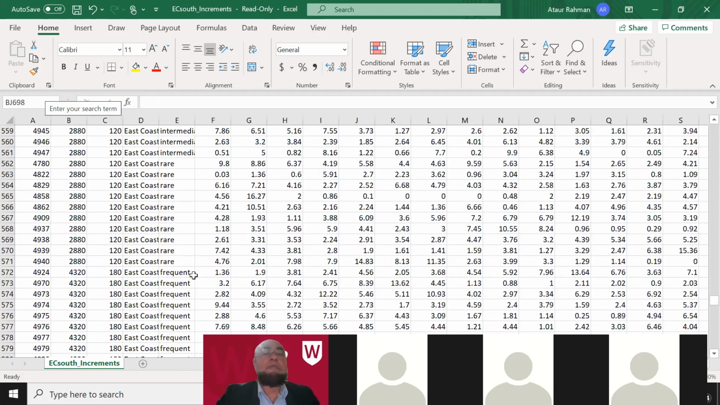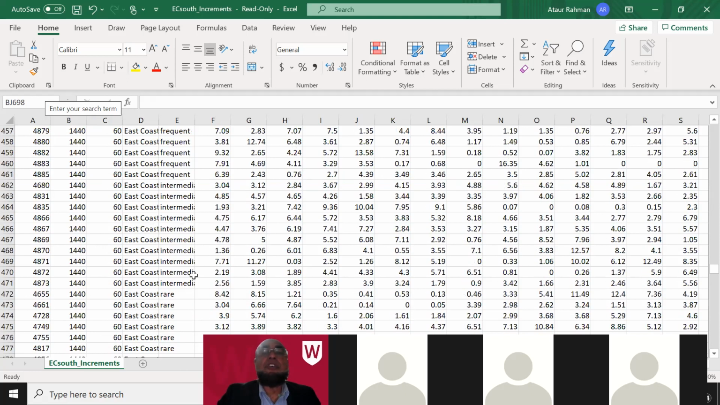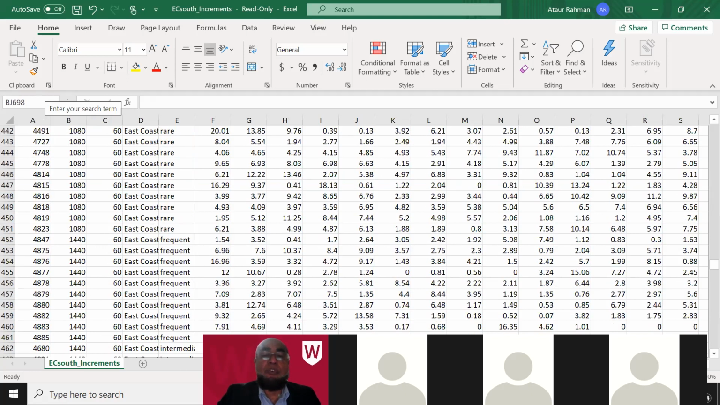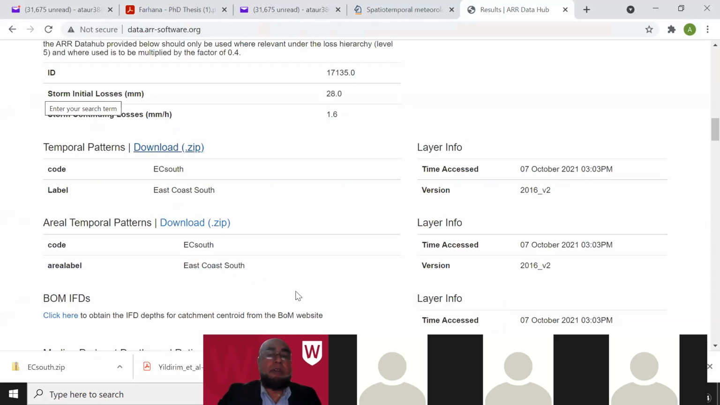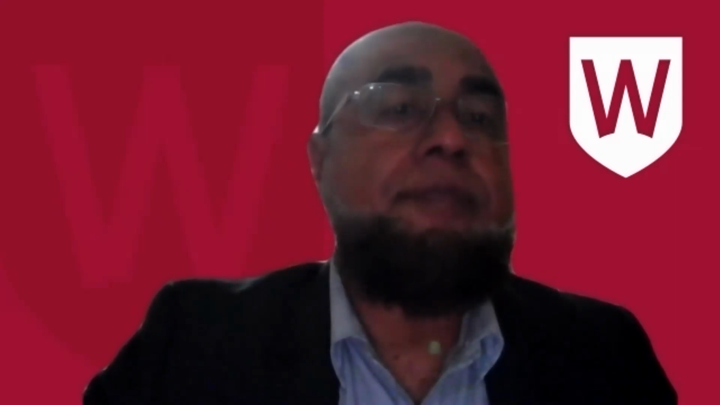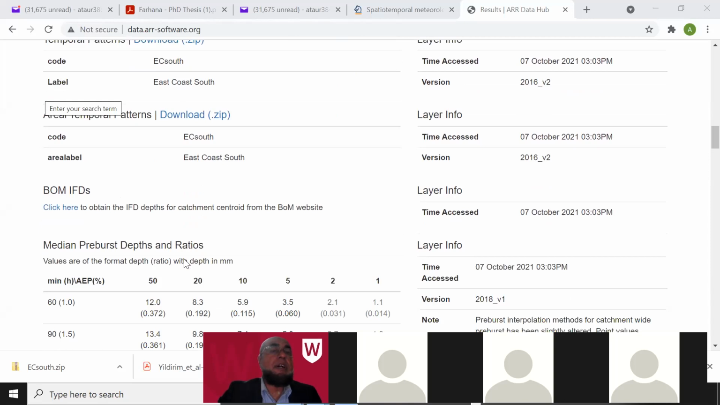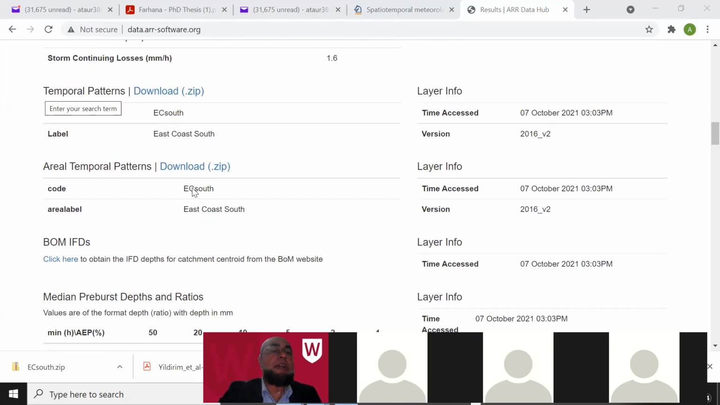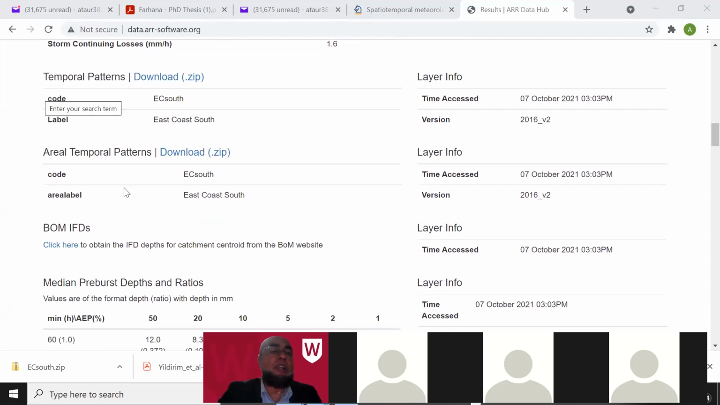So these are all the temporal patterns in that division. You have to select the appropriate temporal pattern that you want to use for your design. Okay, so I have to stop share again and share screen again, this one here. So this is the temporal pattern. Then you have areal temporal pattern as well.